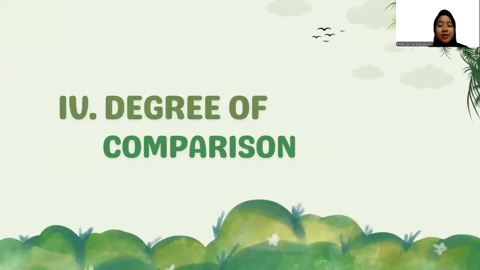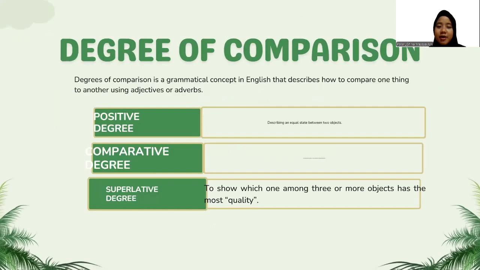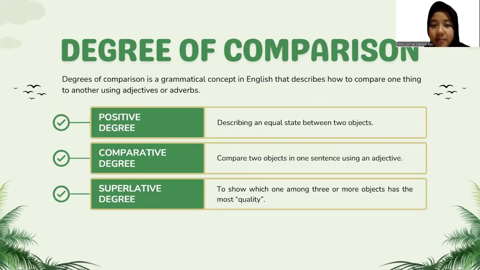Now, this is the time for us to come to the last topic for today. A little bit different from the three topics we spoke about earlier. So now is the degree of comparison. What is degree of comparison? Degree of comparison is a grammatical concept in English that describes how to compare one thing to another using adjectives or adverbs.